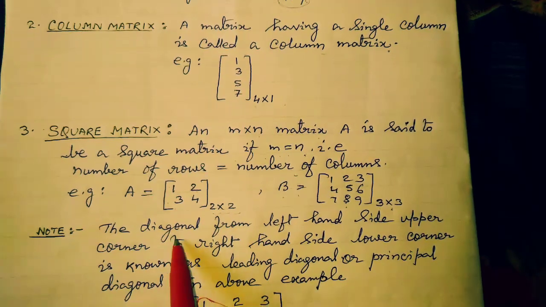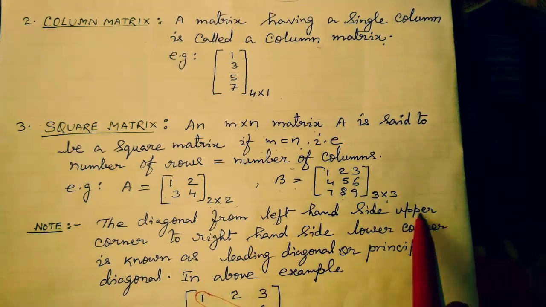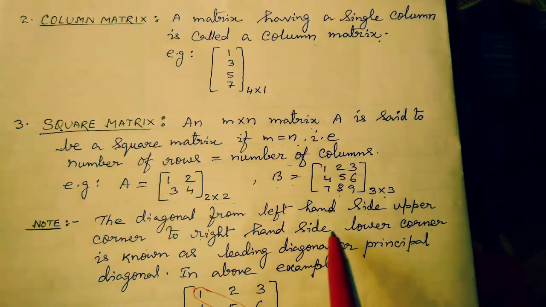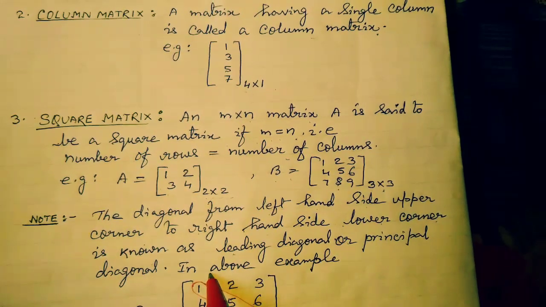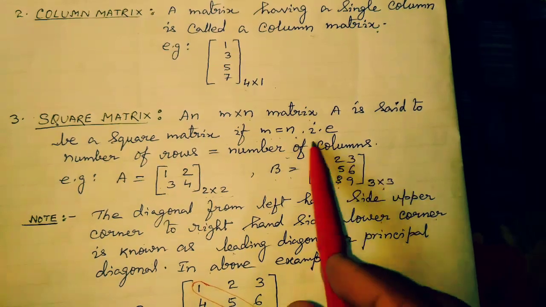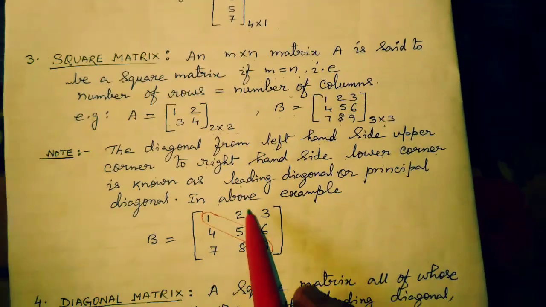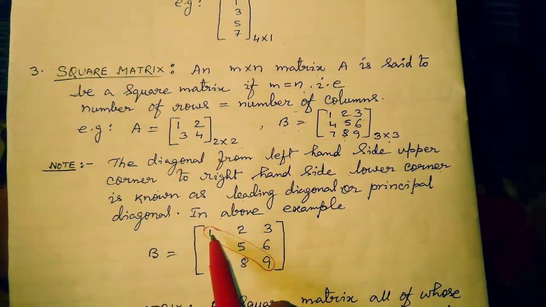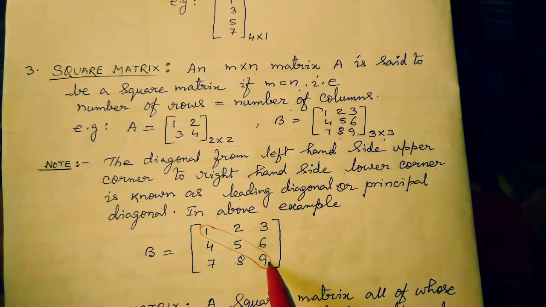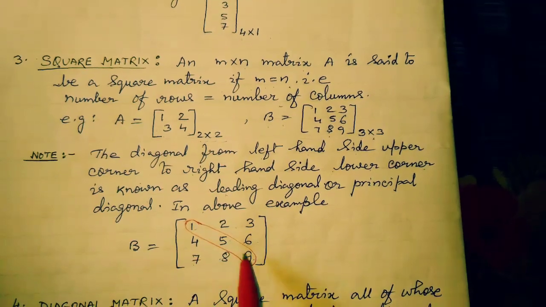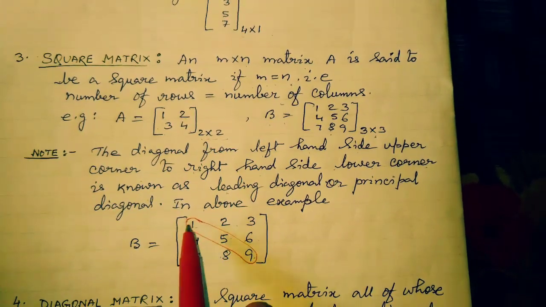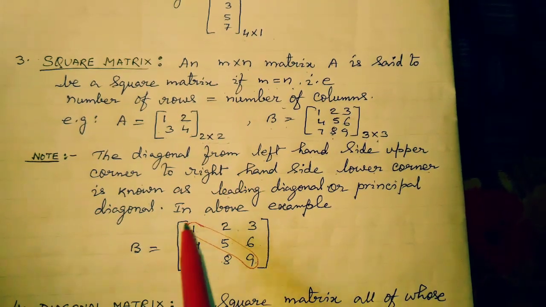So one thing we'll note over here, the diagonal from the left hand side upper corner to the right hand side lower corner is known as the leading diagonal or principal diagonal in the above example. If we take example B, which is given as 1 2 3 4 5 6 7 8 9, then according to this note, 1, 5 and 9 is called the leading diagonal, or it is also known as the principal diagonal. I have rounded it with a red mark also.